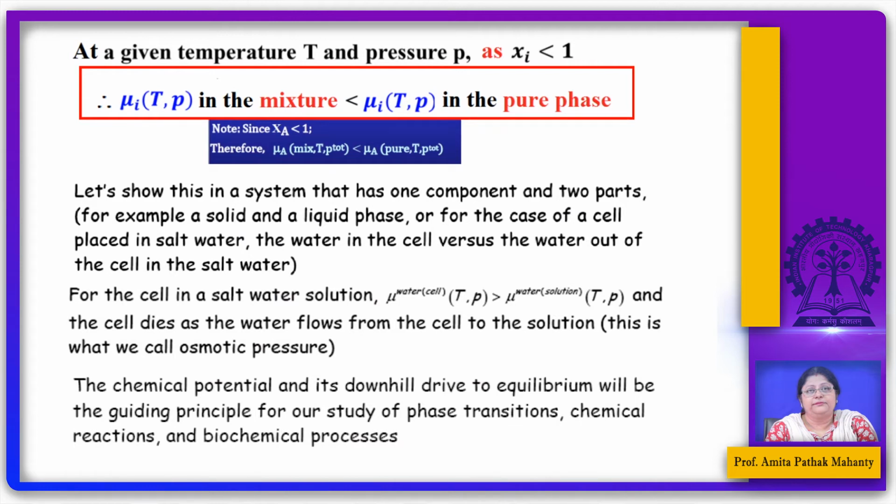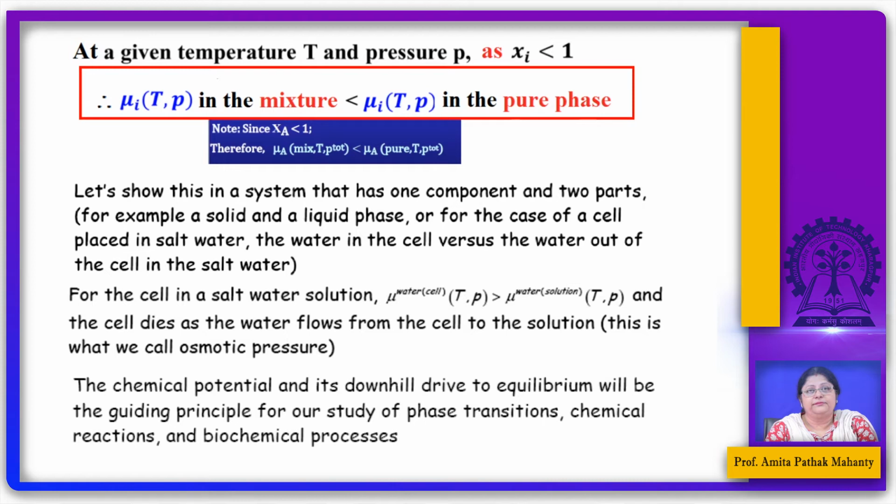Okay, so let us consider an example. Let us consider an example of a biological cell put in salt water. When we look into the chemical potential of water inside the cell, I say that is pure water, and on the outside is the salt water. What will happen? The chemical potential is a downhill thing. The chemical potential of water inside the cell is going to be more than the chemical potential in the mixture, which is the salt water. So the water will start flowing from the cell to the outside. It's a downhill process. From higher potential to lower potential, the flow is going to be spontaneous, right?